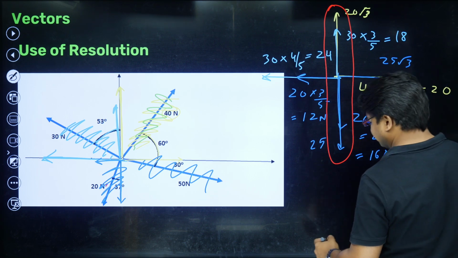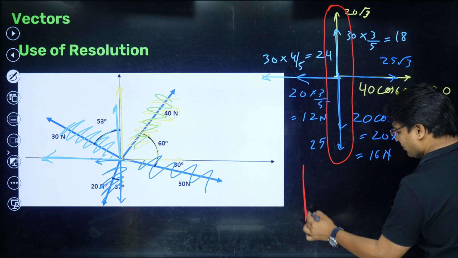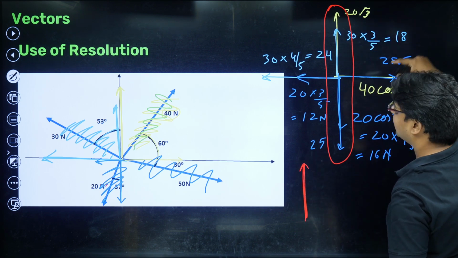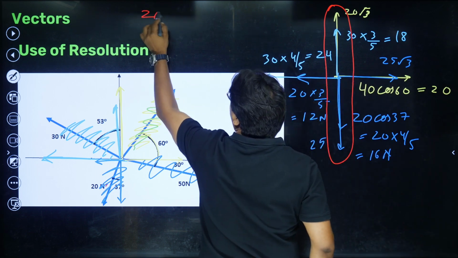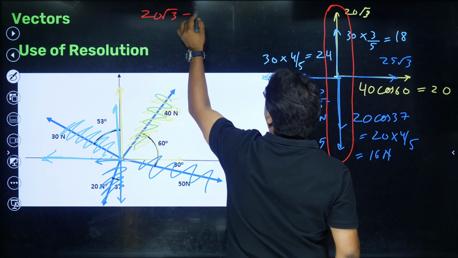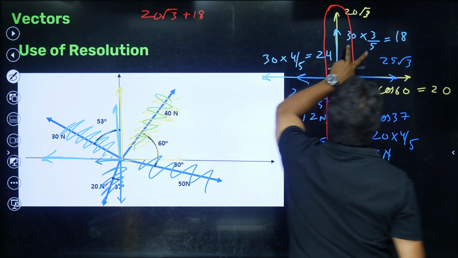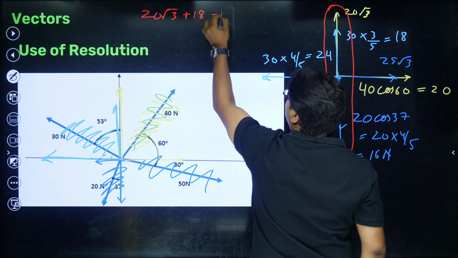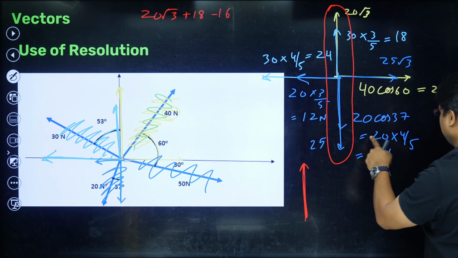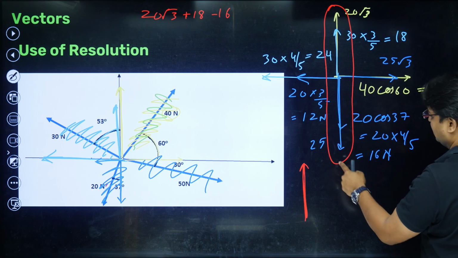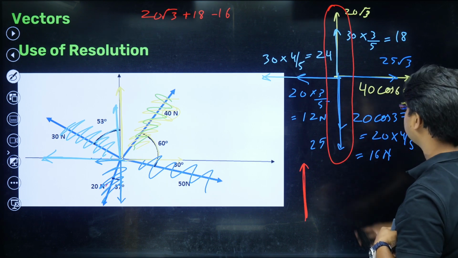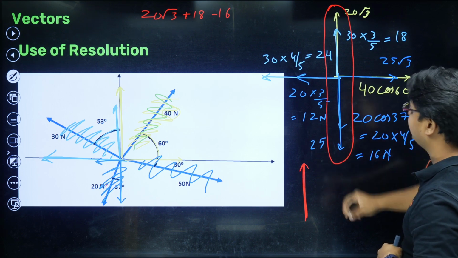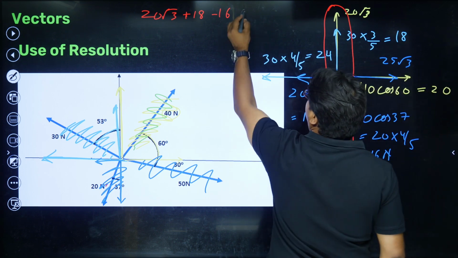Okay, so the net upward value that we will get will be 20 root 3 plus 18. Let me write it here. So the net upward component will be 20 root 3 plus 18. They are both upward, so they get added up, minus 16, and minus 25. I guess 16, it was this, and 25. Yeah, 25. Minus 25.